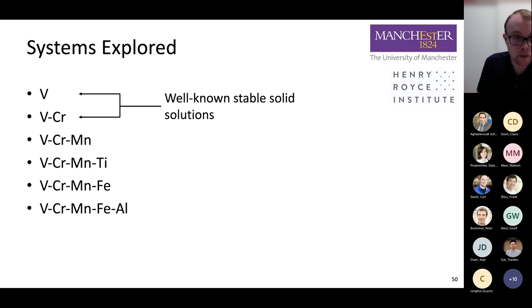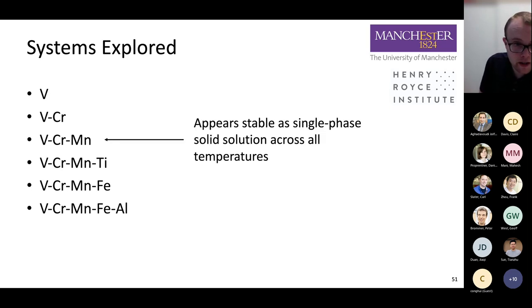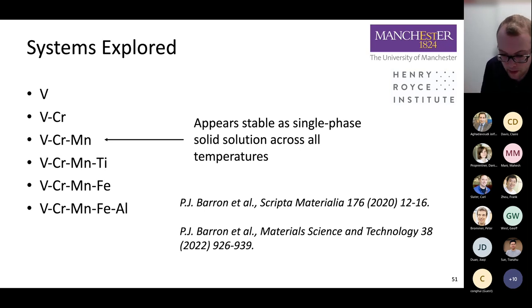Okay, so those first two, the unary and the binary, are very well known stable solid solutions, so there's no problem with them. The vanadium chromium manganese system appears to be as stable as a single phase solid solution across all temperatures. When you add approximately equal amounts of those together, they seem to be all good. Some work by a student of mine called Paul Barron has demonstrated that.